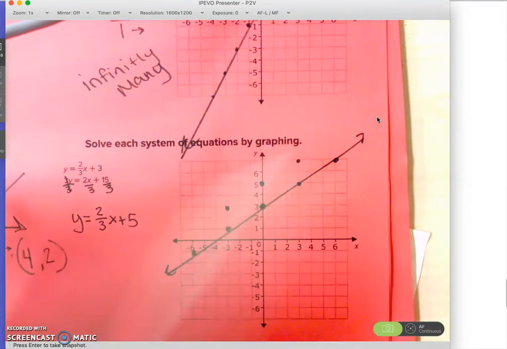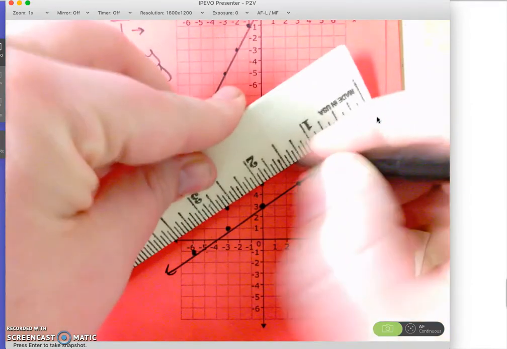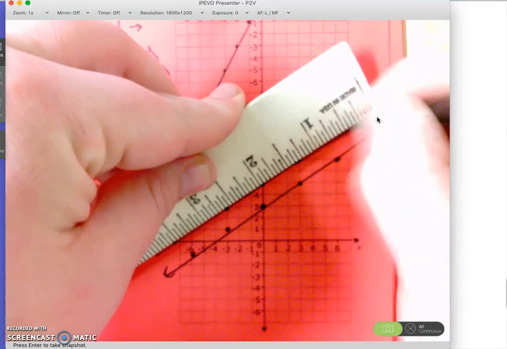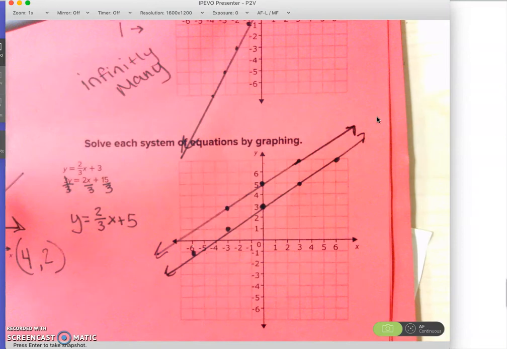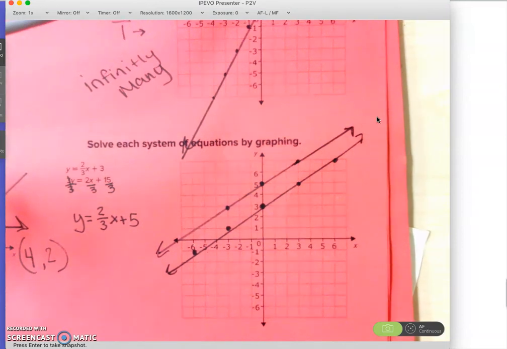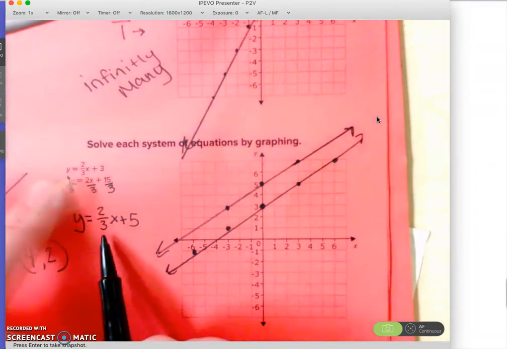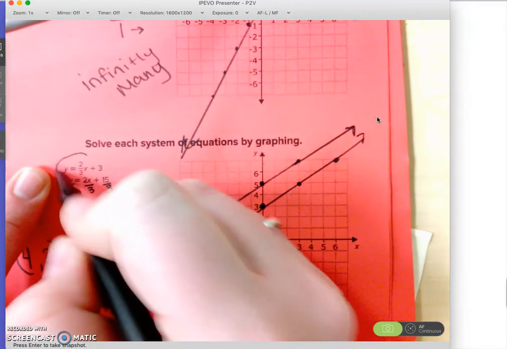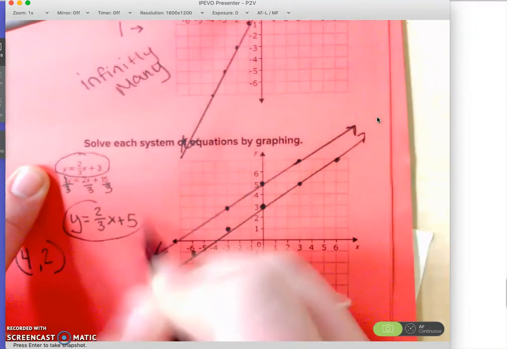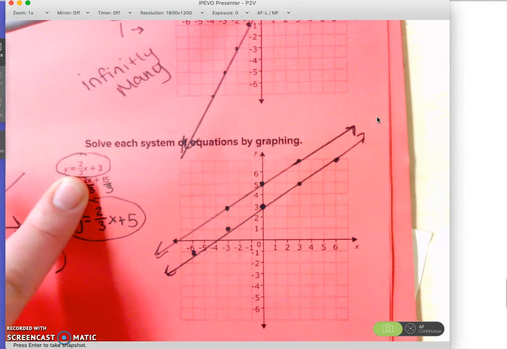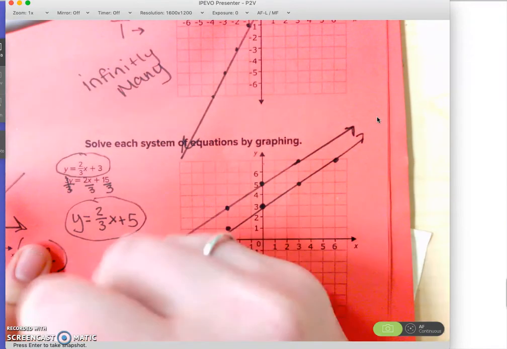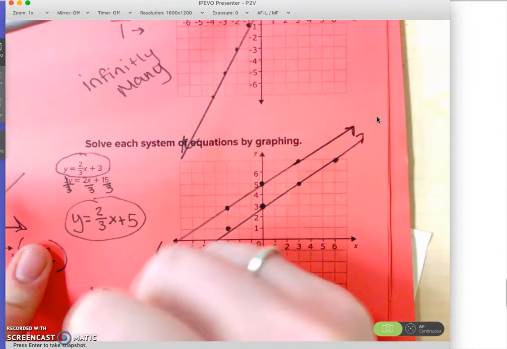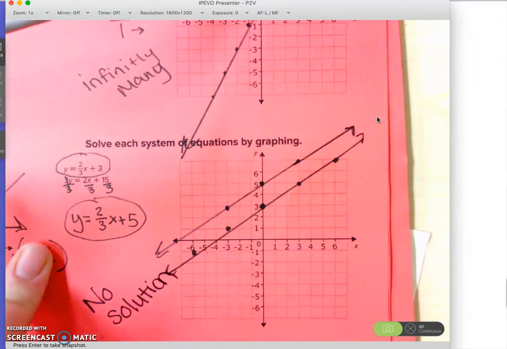If I look, these lines are going to be parallel. Now sometimes when we graph, they're not very distinct. Maybe our lines are a little crooked. If you look here, these two equations have the same slope but different y-intercepts. So that means there is never going to be a solution because they will be parallel lines.